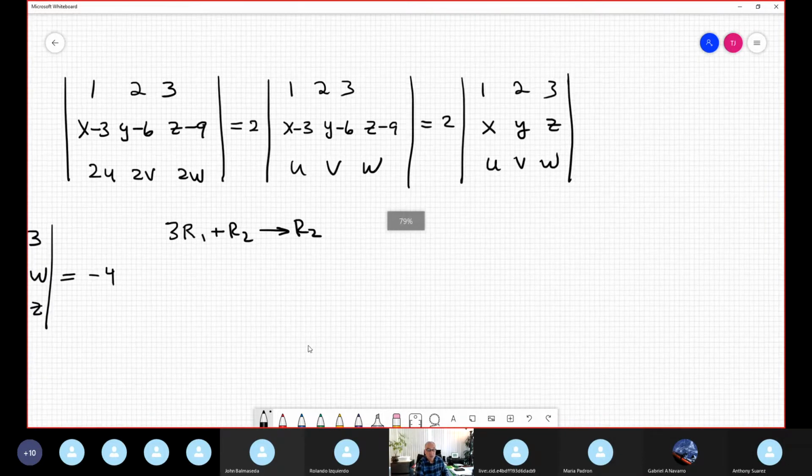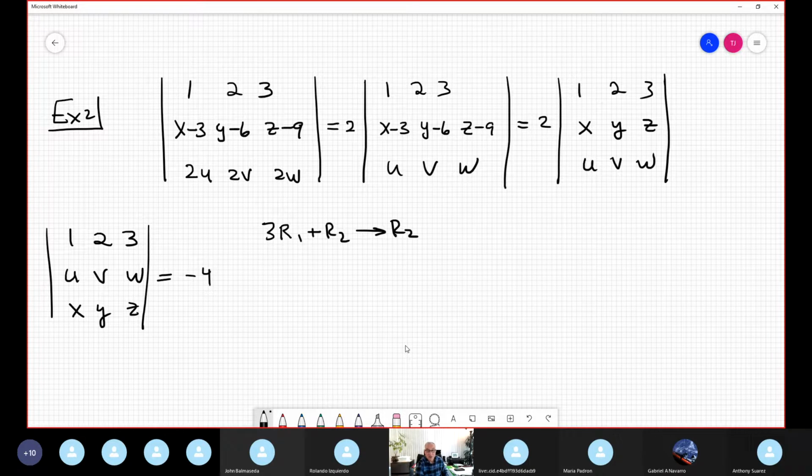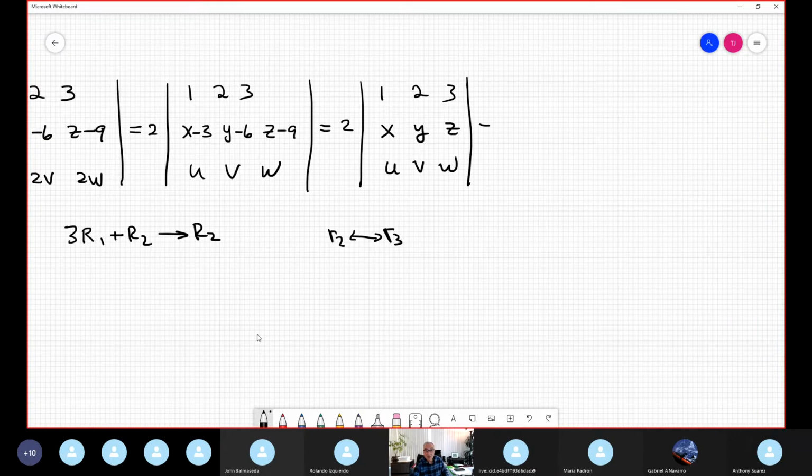You know that when you perform a row operation or column operation, the value of the determinant stays the same. No extra factor, nothing. Now finally, interchange row 2 and row 3. So we have 2 times, but actually not 2, it's -2, because when you swap, 1, 2, 3 stay the same, then u, v, w and x, y, z.